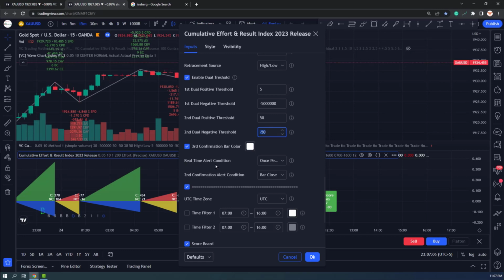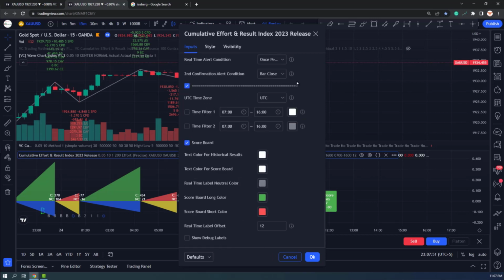Okay, the real-time alert condition. This is very important. If you want non-repaintable signals, non-repaintable alerts, you can set once per bar close. Because when the bar closes, nothing can be changed. All the data will be printed on the chart. But if you want early alerts, early signals before the close of candle, you can go with the once per bar. It's your preference. I use once per bar always. But you can go with the once per bar close as well.